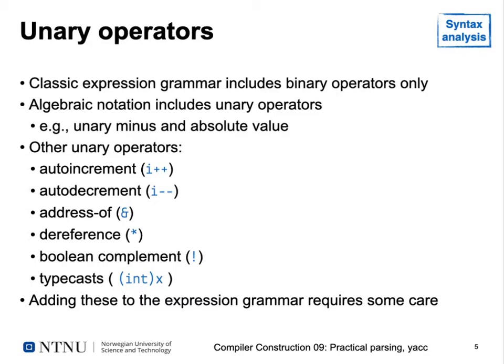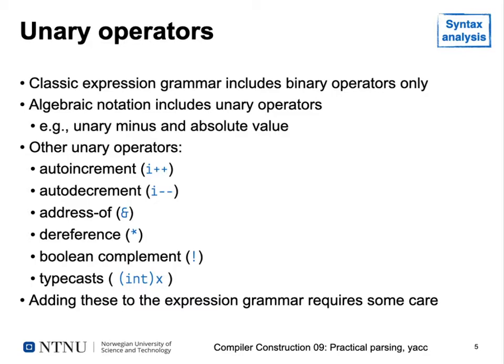But in languages like C, there might be other unary operators like the auto-increment i++, which just operates on i and increments it by 1. The auto-decrement does the same, just decrementing. We've seen the address-of and dereference operators for pointers. We also have the Boolean complement operator, the exclamation sign. And we also have typecasts, which are round brackets around a data type followed by a variable name.